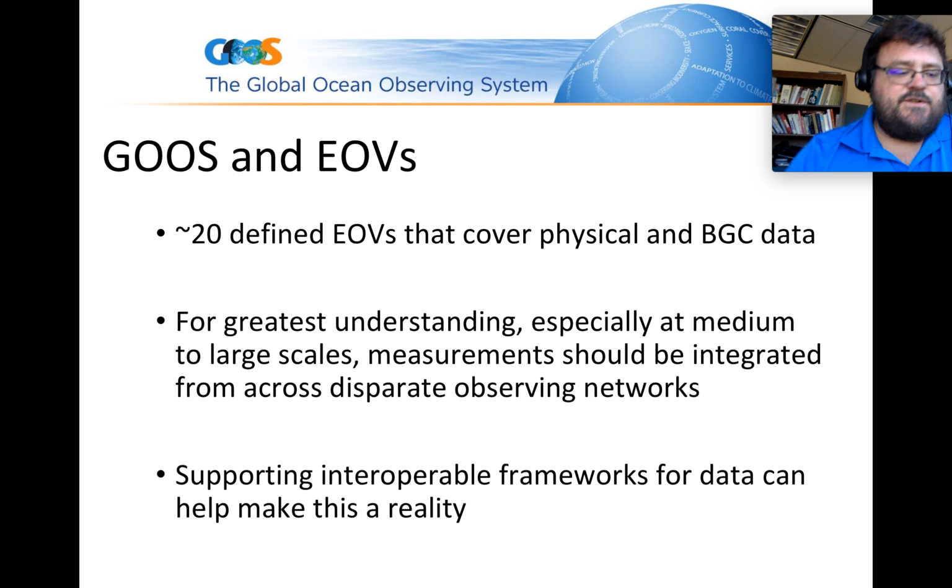And so this plays into a very popular topic right now, and that is essential ocean variables. GOOS has defined these essential ocean variables that cover physical and BGC data, but for greater understanding, we really need to integrate across the different networks that are measuring these, and supporting interoperable frameworks can help make this actually happen.